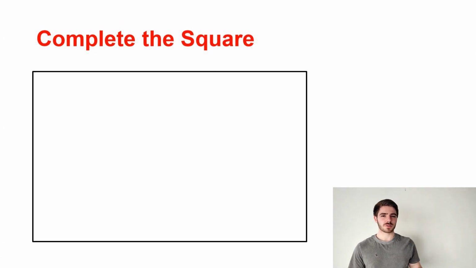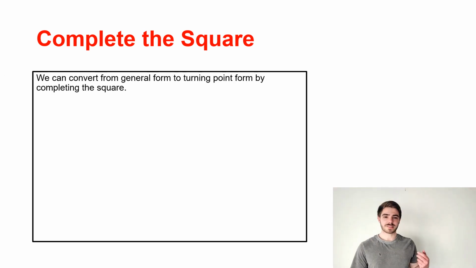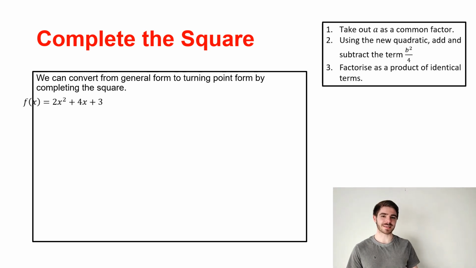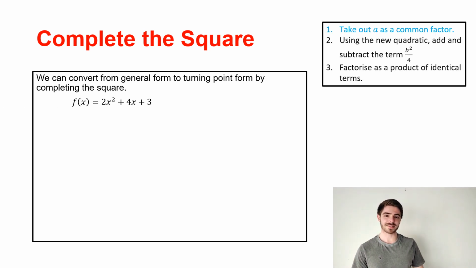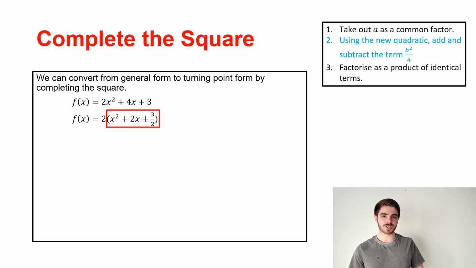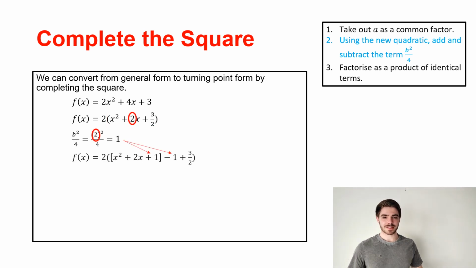So how do we convert from the general form to the turning point form? We can use the technique known as completing the square to achieve this. We do so using the following procedure. So let's step through it with an example. First, we take out a as a common factor. This gives us a new quadratic to work with. So using this new quadratic, we are going to add and subtract the term b squared divided by 4. This is totally legal in math because we are adding and subtracting the same number.